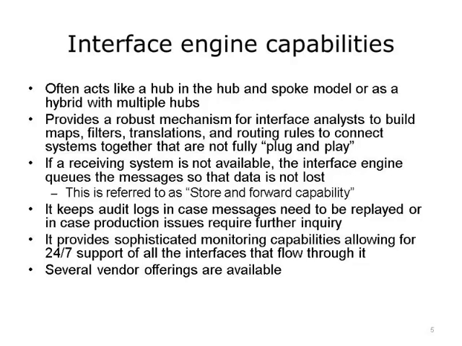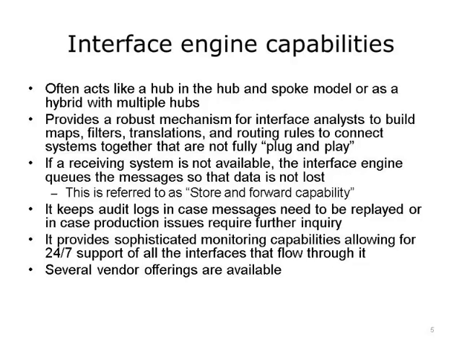For example, most interface engines supply pre-built HL7 v2 message structures. The interface engine queues messages so that in the event that a receiving system is unavailable, the data will not be lost. This is referred to as "store and forward capability." The interface engine keeps audit logs of all message traffic in case messages need to be replayed because they are lost, they need to be fixed, or in case there are production issues that require further inquiry.